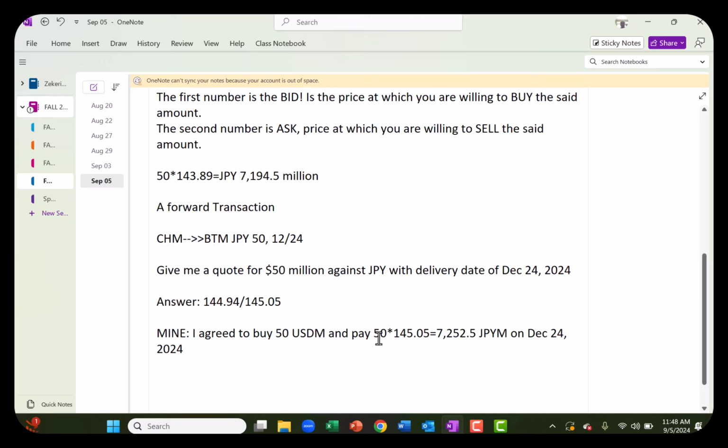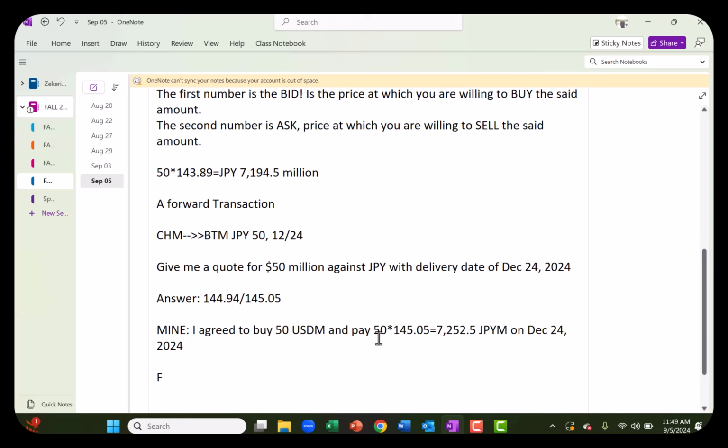So I still have almost 4 months or maybe 10 weeks left on the deal, or a little bit more than that, maybe 15 weeks left. But on December 24th, I'm going to expect $50 million from Bank of Tokyo Mitsubishi, and I'm going to send them 7.2525 million Japanese yen. But we agree on the price now. Whether or not the exchange rate on the delivery date is 150 or 130 doesn't matter. We made an agreement.